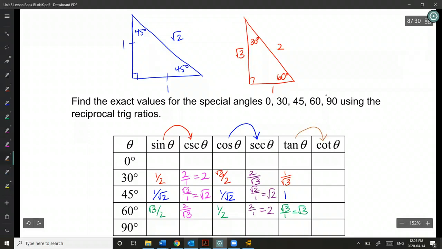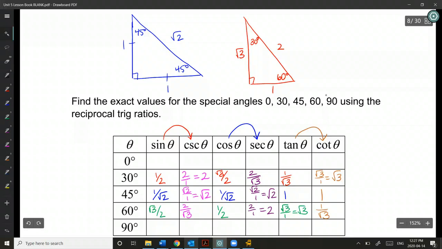Okay, and then same thing with the last column here. Tan and cotangent are reciprocals, so I'm going to take each of these values and do the reciprocals. So the reciprocal of 1 over root 3 is root 3 over 1. That simplifies to root 3. The reciprocal of 1 is 1. And the reciprocal of root 3, or root 3 over 1, is 1 over root 3. And that gives me all the values for cotangent of those special angles.